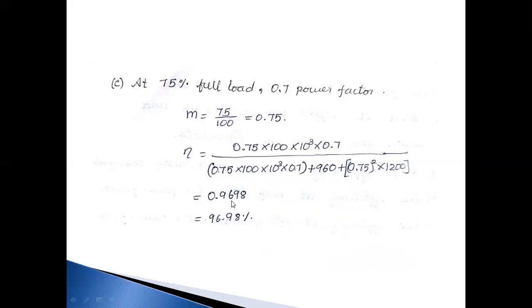So it becomes 0.9698, which is equal to 96.98%. Only the output changes, and the copper loss changes in proportion to the square of that particular factor, that is the x times. Say, in case here, it is 75% when it is half load. In this way the entire problem is designed.